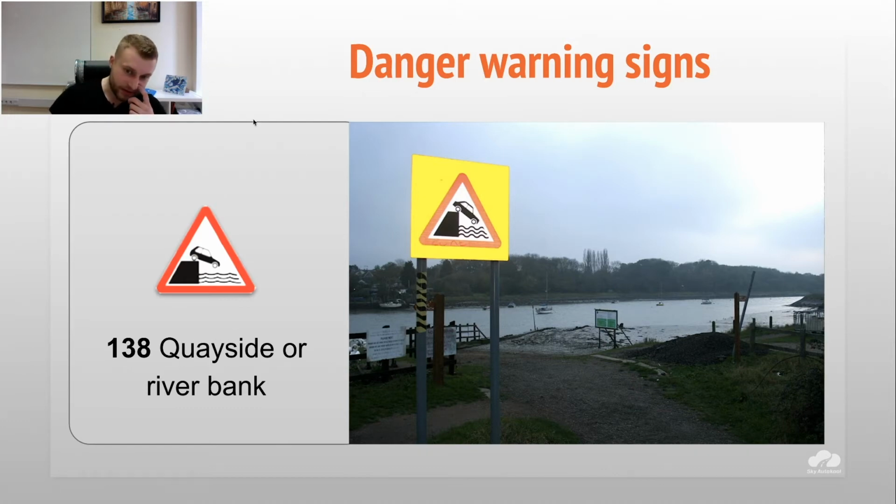Here you can see the picture, like the real picture, real sign, and you can see the riverbank ahead. Nothing controls it, no barriers, no fence, no security guards or anyone. So if you just go straight, you basically just fall down into the water, and it can be the problem, right?